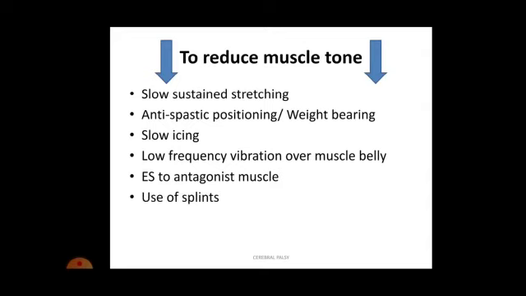Use of the splints, so that is very simple. You give the splints that will maintain this spastic muscle in a lengthened position for a prolonged period of time, and that will reduce the spasticity. Serial casting, so in severe cases the plaster will be given, okay, and based on the requirement of the patient, on an average we can consider 2 weeks.